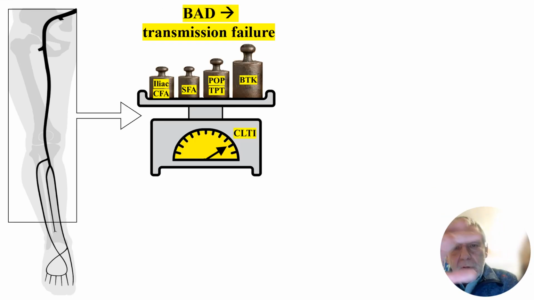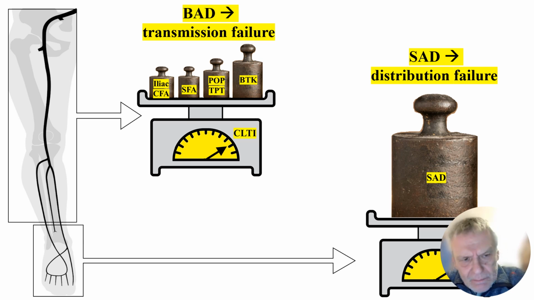I tried to summarize this concept in this way. These are the odds ratio for CLTI of every localization of the disease. As you can see, to get CLTI, we need many obstructions in above the ankle arteries. However, in below the ankle arteries, we have an odds ratio which is so important, so huge for CLTI, that this distal failure is able by itself, without any other type of obstruction above, to lead to CLTI.